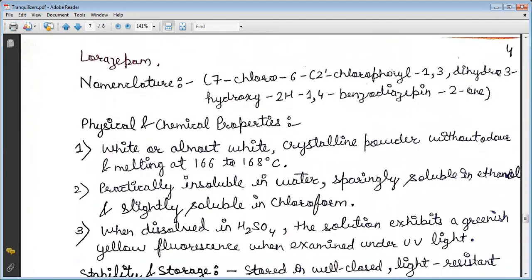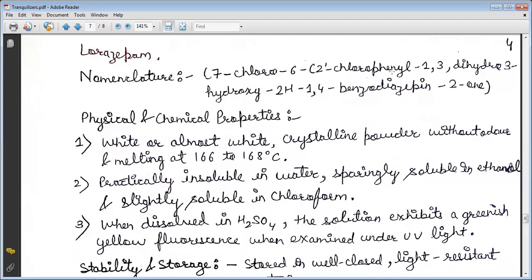The nomenclature includes 7-chloro-5-(2-chlorophenyl)-1,3-dihydro-3-hydroxy-2H-1,4-benzodiazepin-2-one. The physical and chemical properties include white or almost white crystalline powder without odor and melting at 166 to 168 degrees Celsius. Practically insoluble in water, sparingly soluble in ethanol, and slightly soluble in chloroform. When dissolved in sulfuric acid, the solution exhibits a greenish yellow fluorescence when examined under UV light.